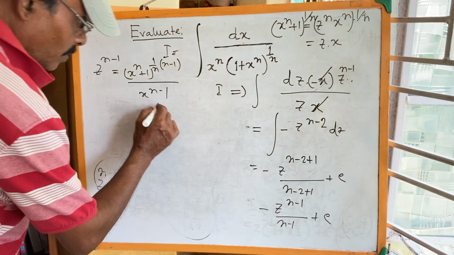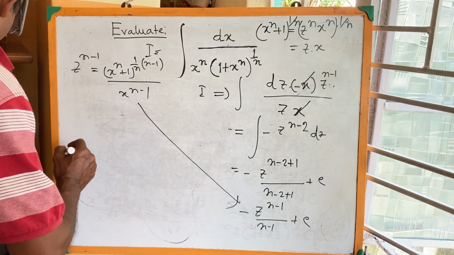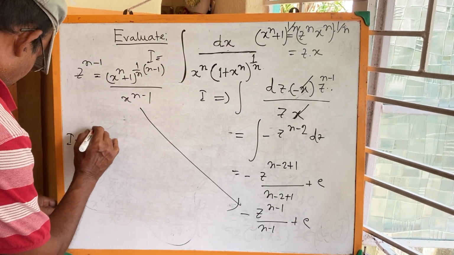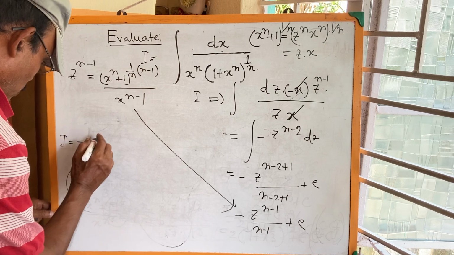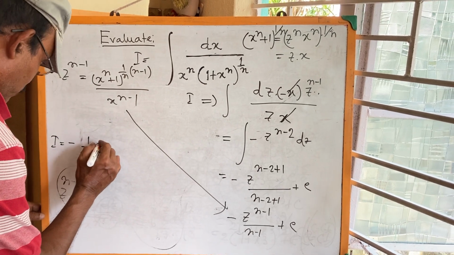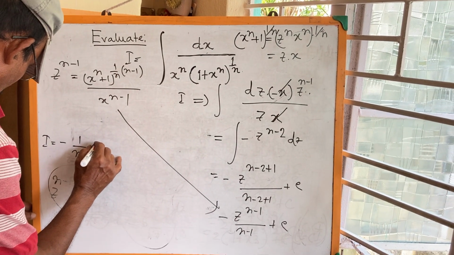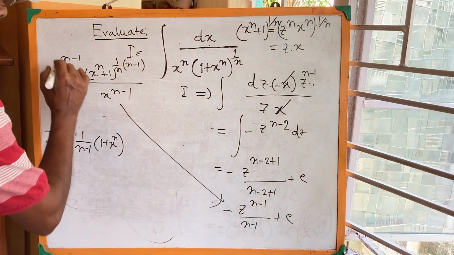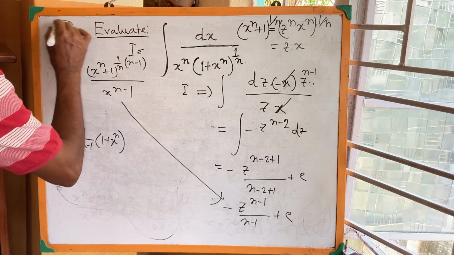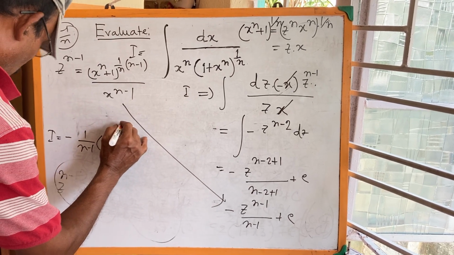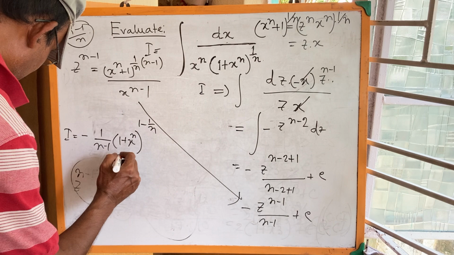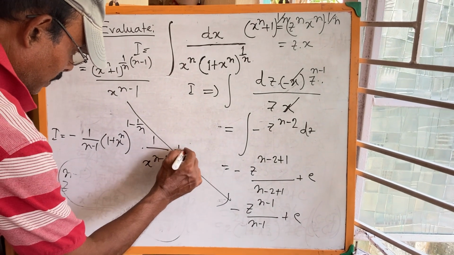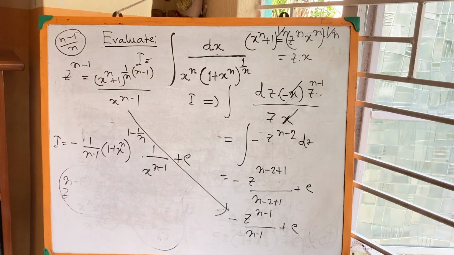So, from this answer will be minus 1 by n minus 1 plus x to the power n minus 1 by n, we write 1 minus 1 by n, into 1 by x to the power n minus 1 plus c. C is a constant of integration.